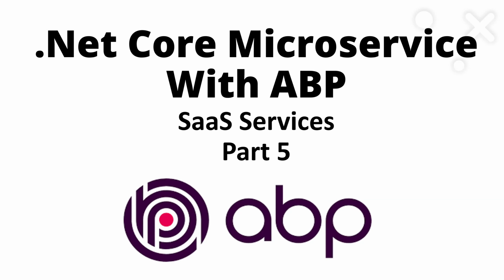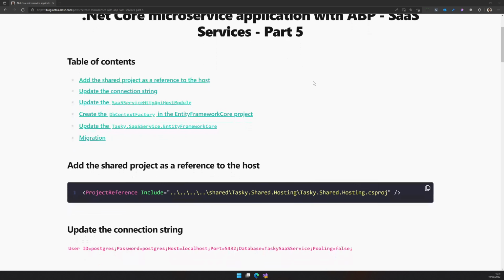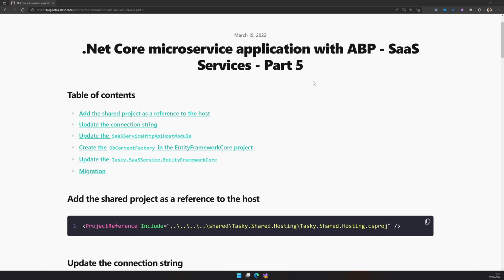This is part 5 of the .NET Core Microservice with ABP series. In this, we are going to see how to create the SaaS service. Let's get started. To follow along, I have created the blog post which contains all the instructions. It's going to be similar to what we have done in the previous two videos, setting up the administration and the identity service. This is a bit easier because the SaaS service only has one module, that is tenant management.